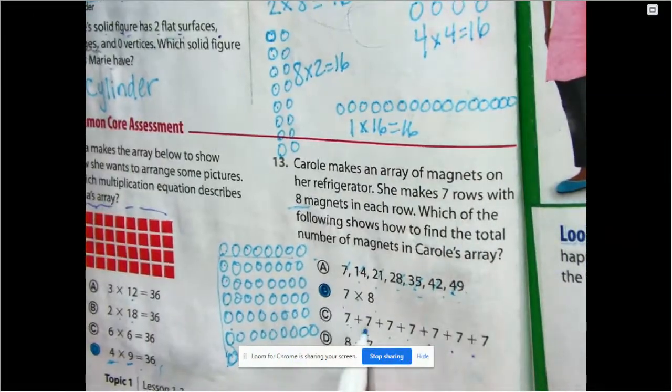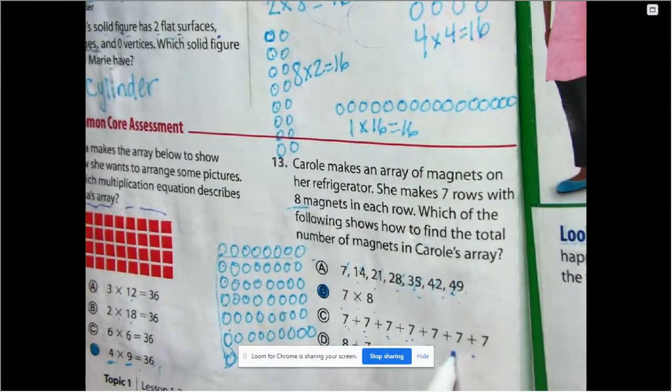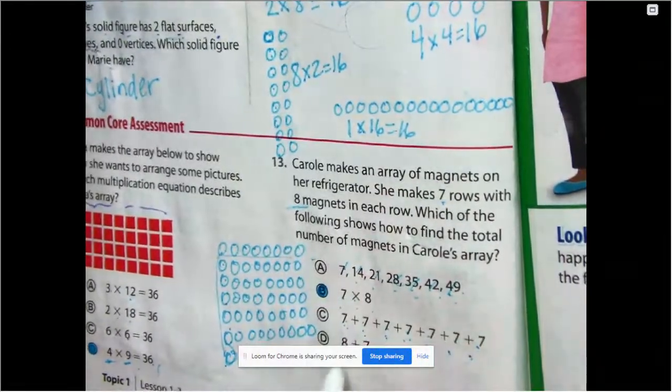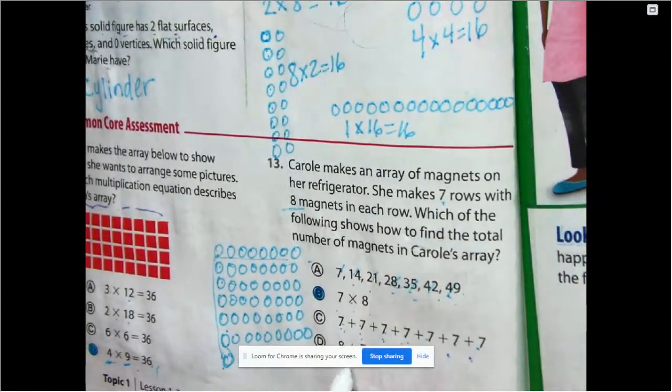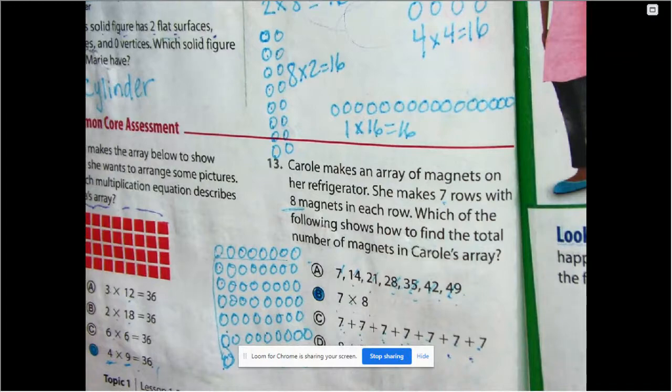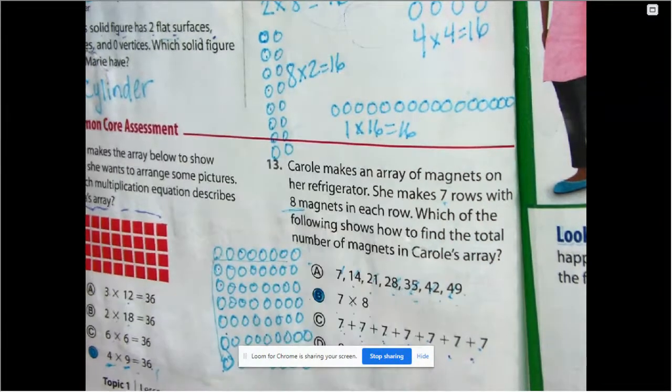Let's try 7 plus 7 plus 7 plus 7 plus 7 plus 7 plus 7. 1, 2, 3, 4, 5, 6, 7. 7 groups of 7. Oh, that doesn't work. How about 8 plus 7? That would only equal 15, wouldn't it? All right, so the only one we can pick is B.